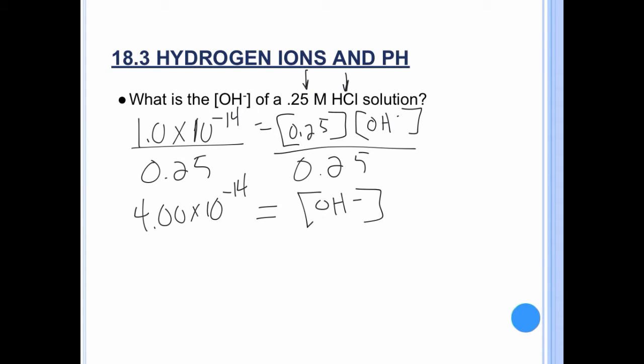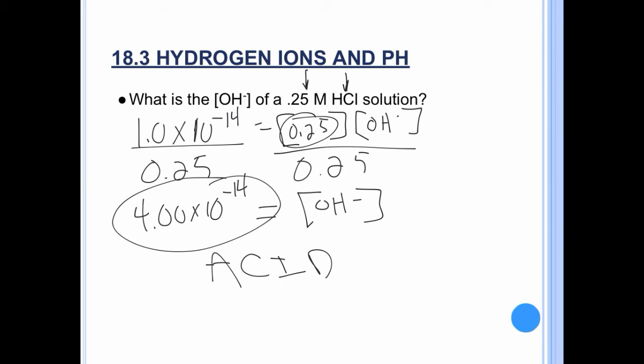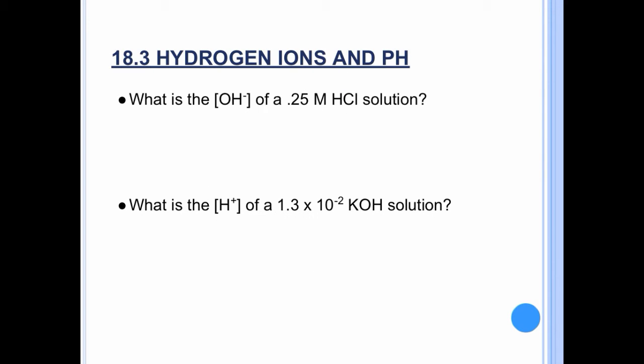And if we were being asked to figure out if this was an acid or a base, well, 0.25 is the hydrogen concentration and 4 times 10 to the negative 14th, which is a really small number, is the hydroxide. This would be an acid, because the number for hydrogen is much, much bigger than the number for hydroxide.